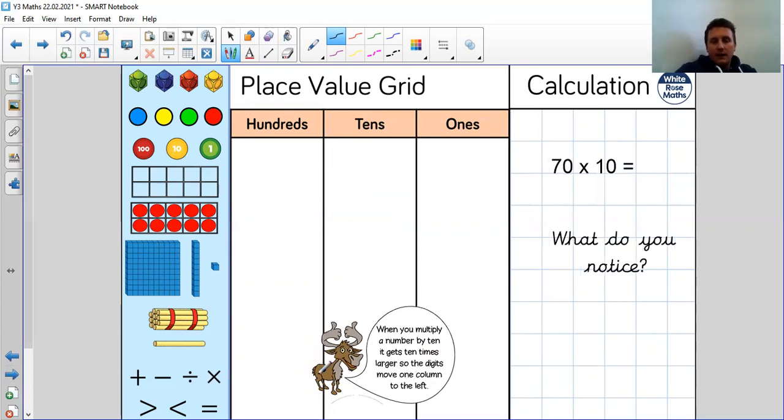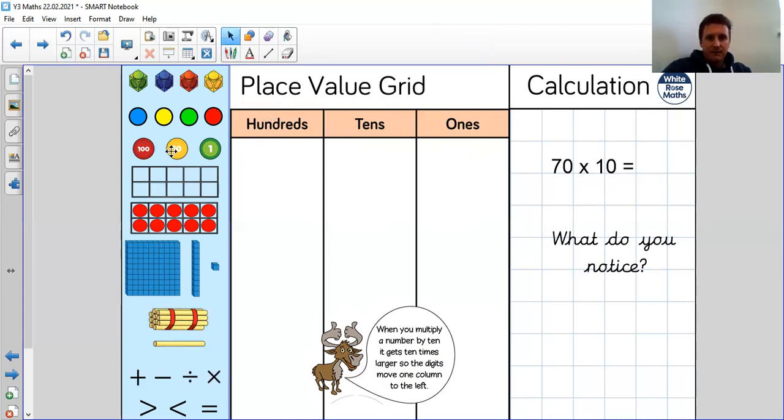Have a look at this question first. You might, if you've got a bit of scrap paper or you want to give it a go first, have a think of what your answer might be. You're now doing 70 times 10. All right, so let's just do that first. Let's put 70 into our place value grid. All right, here we go. I'll try and do it as quickly as I possibly can.